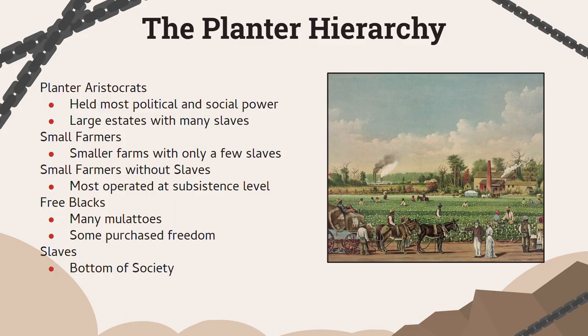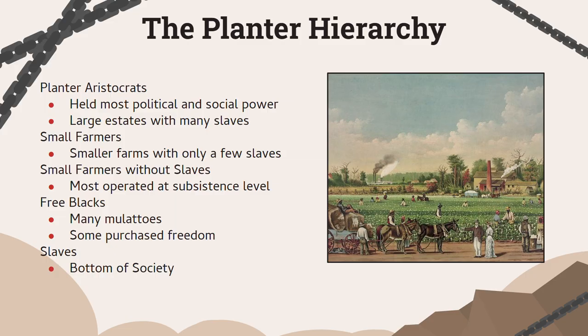Most of the population in the South were small farmers without slaves, and they pretty much operated at a subsistence level. They grew mostly corn instead of cotton because they were mostly growing for themselves.